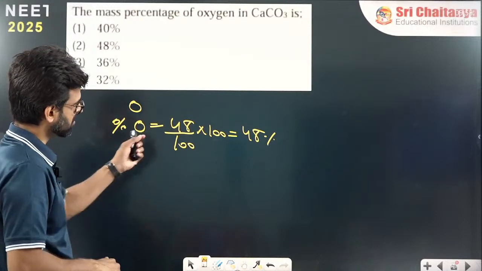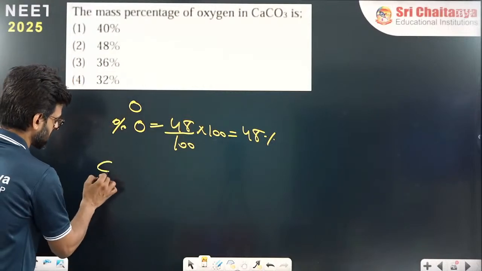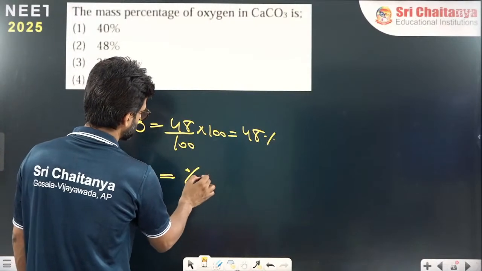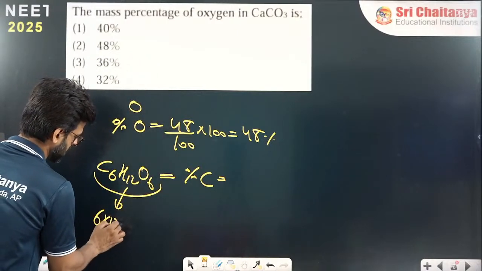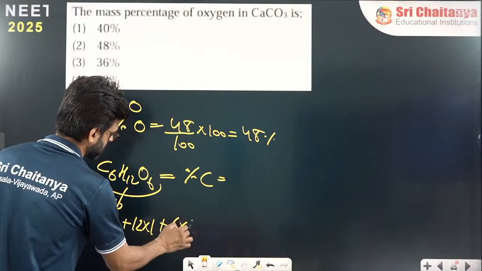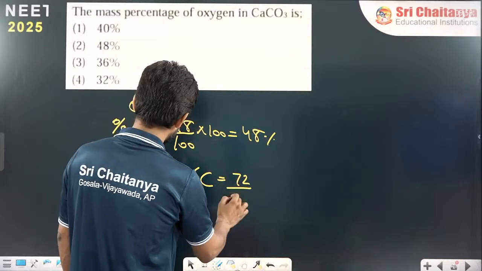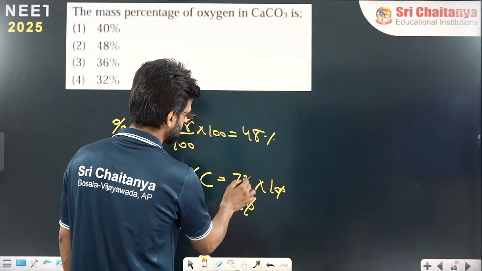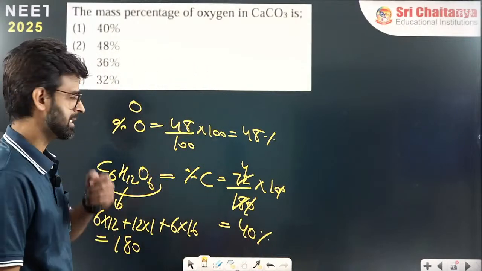What is the formula? Weight of that element divided by total weight into 100, right? Like in case of glucose, if I ask, I have C6H12O6. I want to find the percentage weight of carbon. So how much? Observe, 6 into 12, 12 into 1 for hydrogen, and 6 into 16 for oxygen. Total how much is coming? 180. So 72 is the carbon weight out of 180 into 100. So easily we can solve it. What's coming? 18 into 4. So almost 40%, right? Easy.